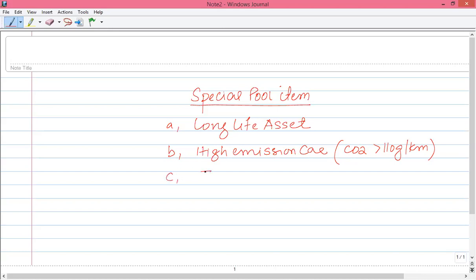Next is thermal insulation of a building. If any expenditure is incurred on that, it will be part of a special pool item. And the last one is integral features of a building.